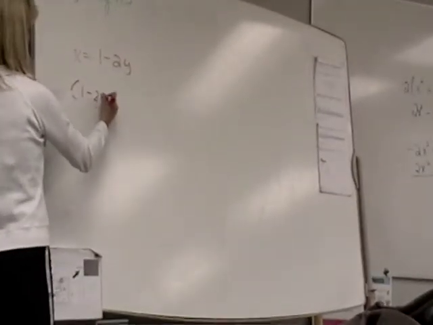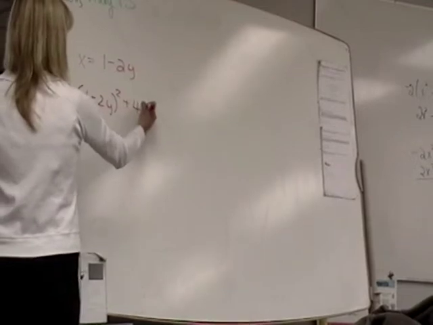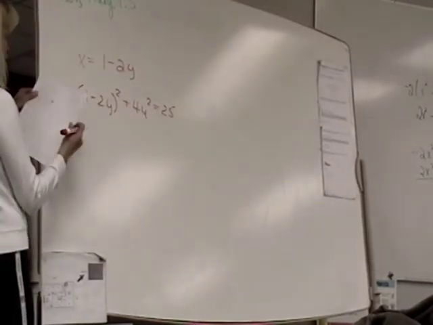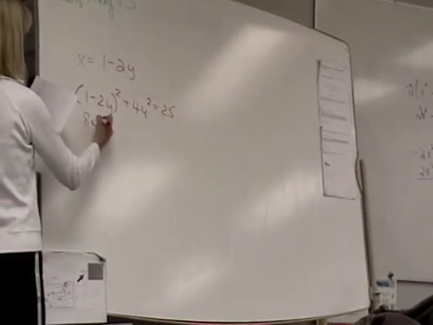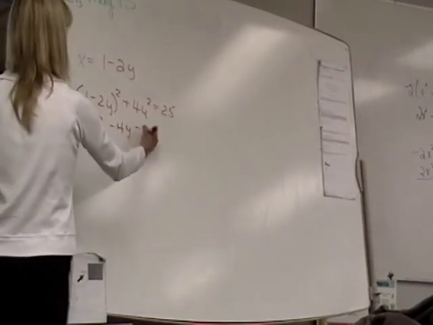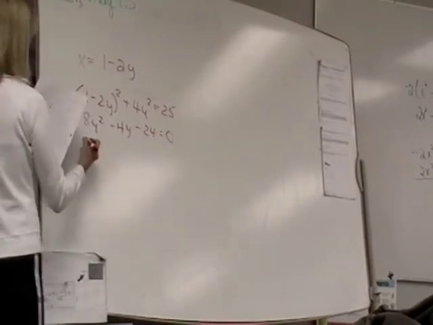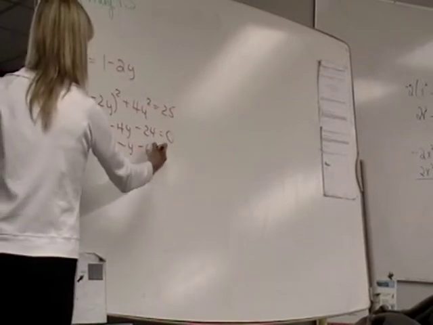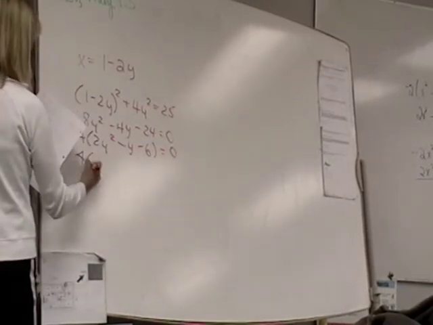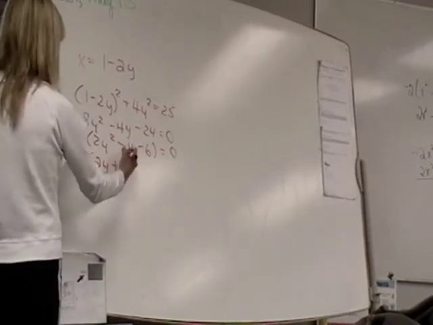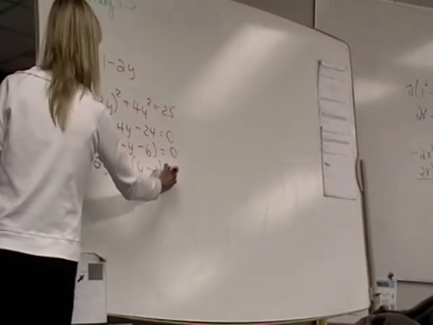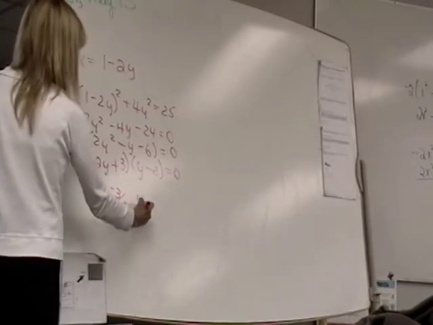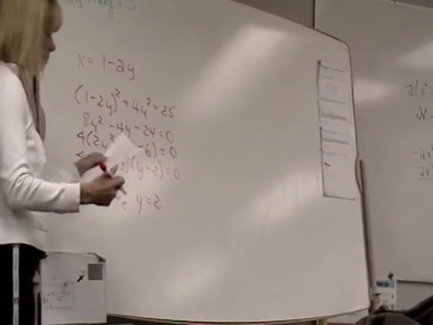I'm going to put that in for x. And FOIL it, get it all set equal to 0. You end up getting 8y squared minus 4y minus 24 equals 0. Factoring it, you get this. I'm not putting all the work, just like that. And you'll get y equals this, and y equals this one. Go back and substitute in.